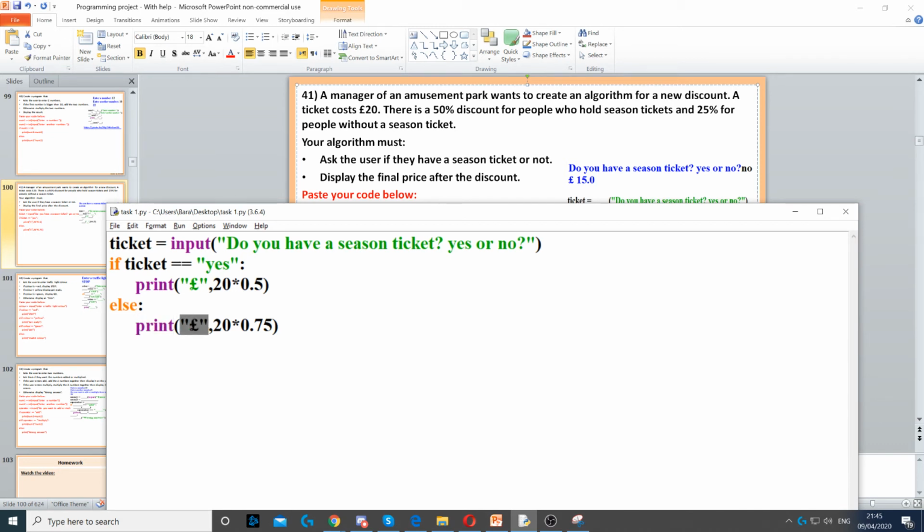then a pound sign, and then concatenated it. Then I did 20 times 0.75. Now, 20 times 0.75 will give me 75% of 20, which is what we need, because we're reducing the price by 25%. Because we're reducing the price by 25%, we're going from 100% to 75% overall price. So this will give me the correct price.